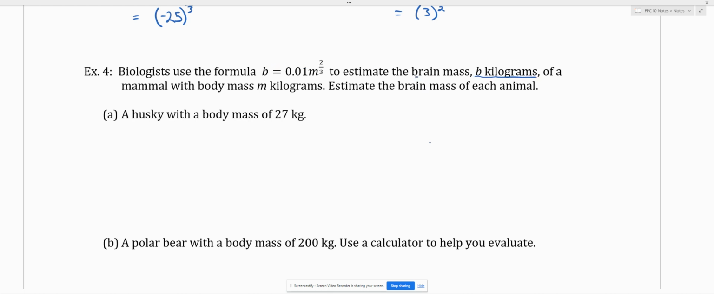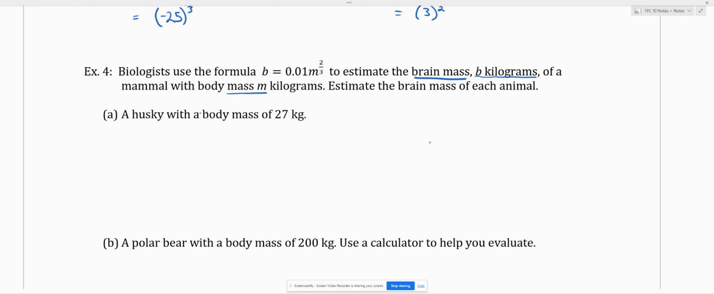That's our brain mass. Okay, and a mammal with a body mass of m. So the body mass is m and the brain mass is B. So that makes sense using B and M. So we want to estimate the brain mass. In other words, what's B for each of these animals?